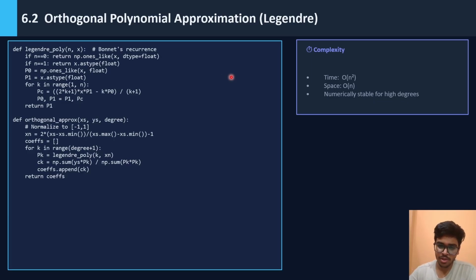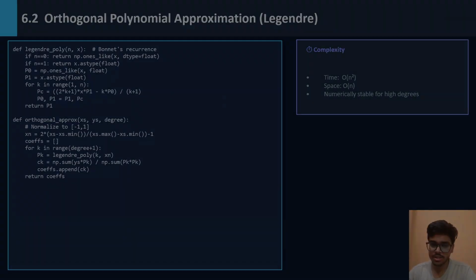Orthogonal polynomial approximation. This method uses Legendre polynomials for stable approximations. In the code, the data points are first normalized to the range -1 to 1. Then Legendre polynomials are generated using Bonnet's recurrence relation. A loop calculates coefficients by projecting the data onto each polynomial basis. These coefficients form the final approximation. The time complexity is O(n squared) and the space complexity is O(n). The method is numerically stable and performs well even for higher degree polynomials.